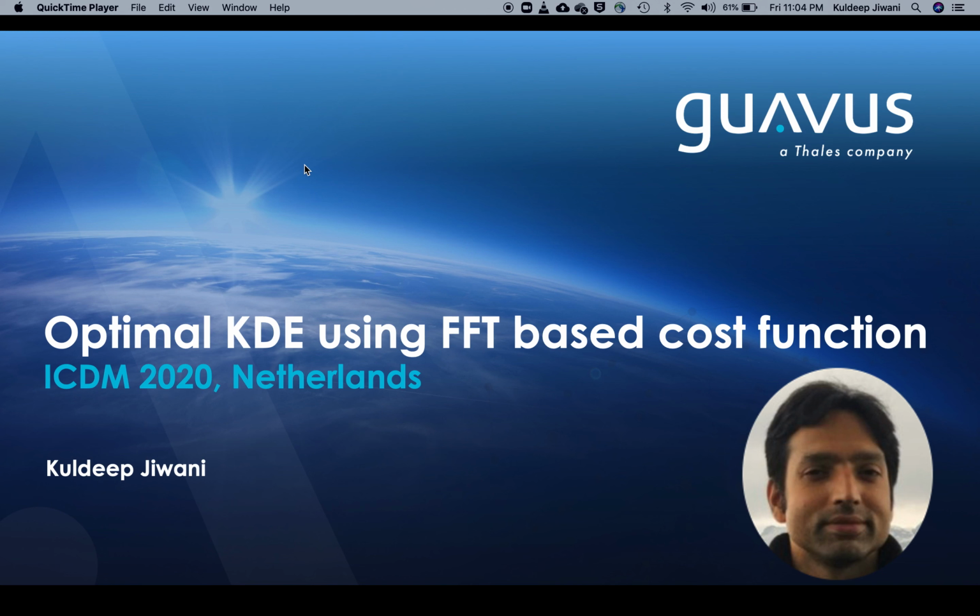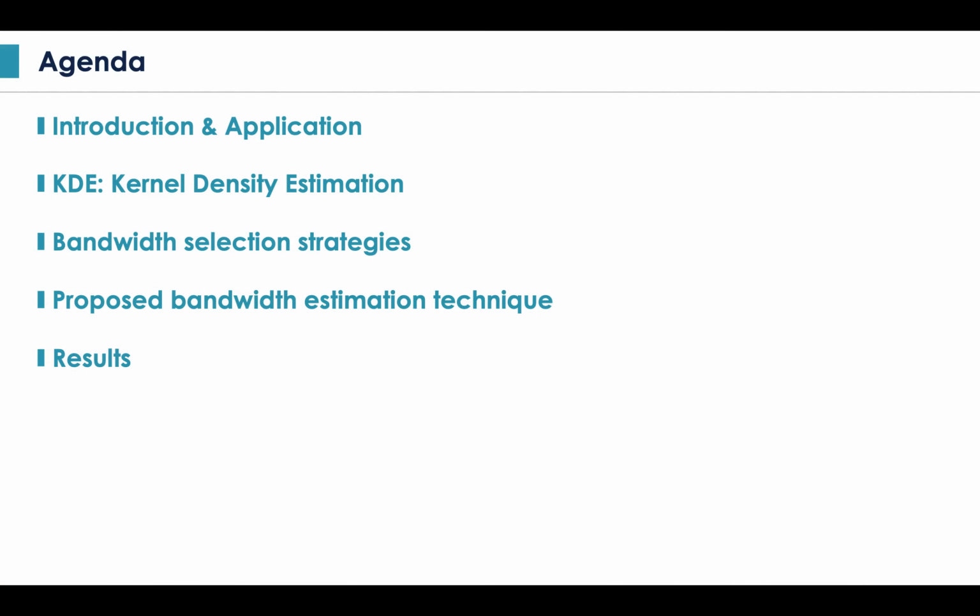Today we're going to talk about the research that we did on finding the optimal kernel density estimation using the FFT based cost function. So at a high level, we are going to talk about the following things.